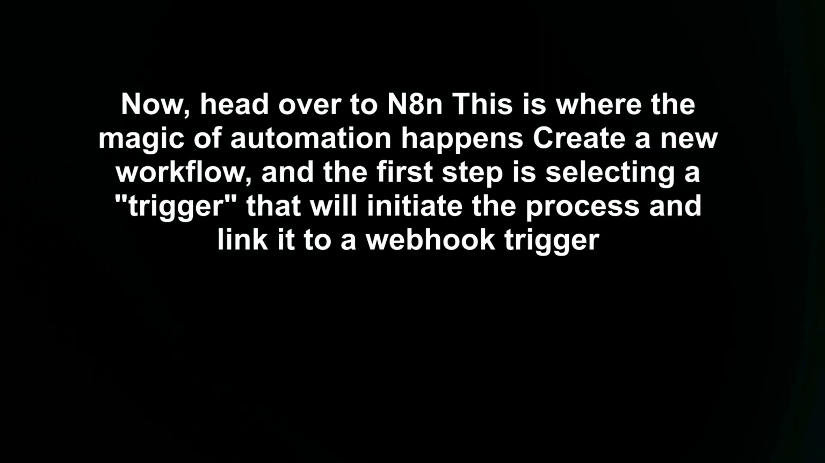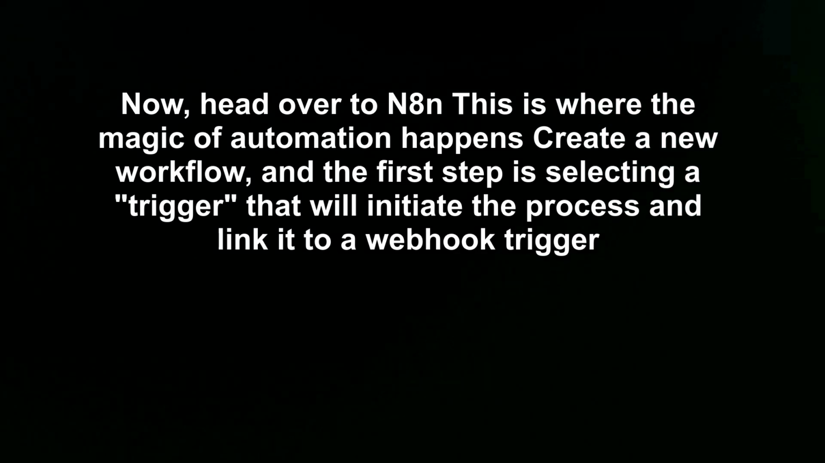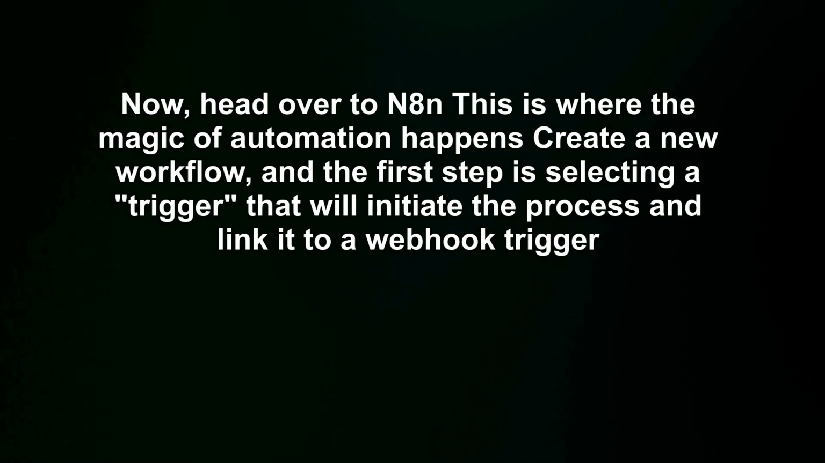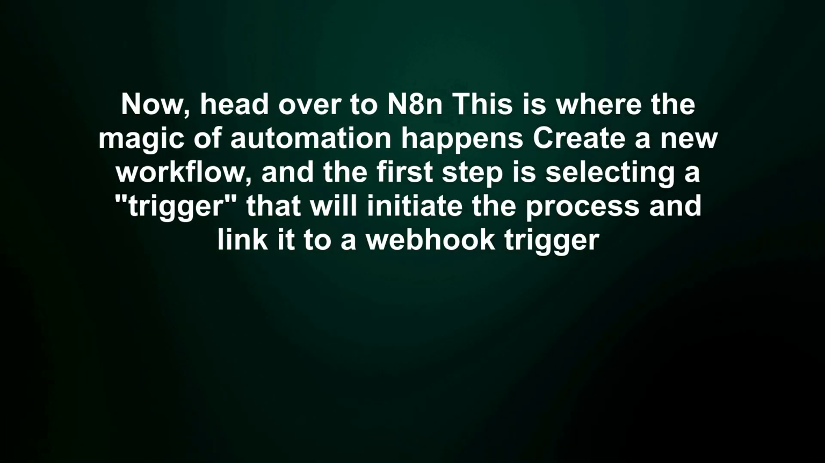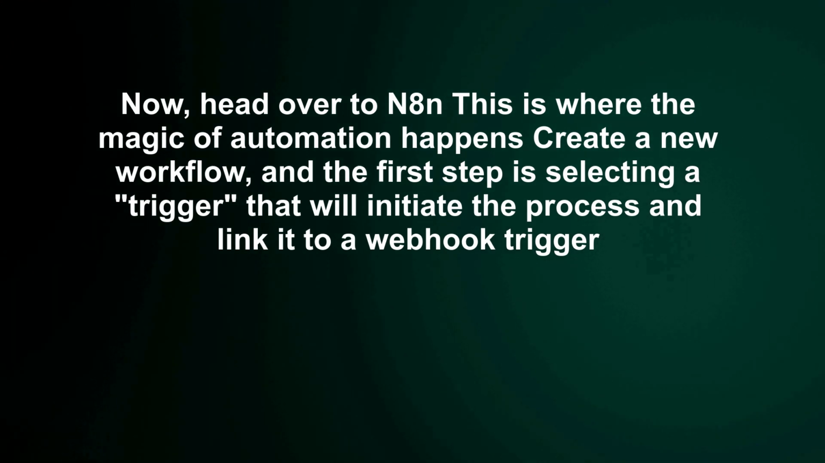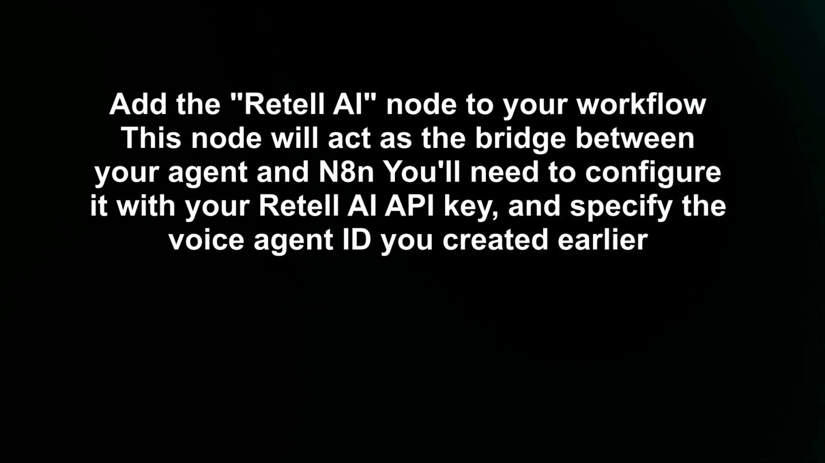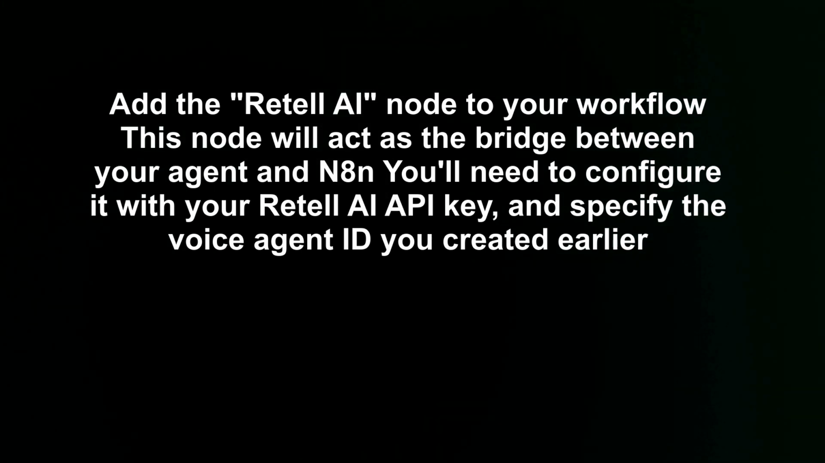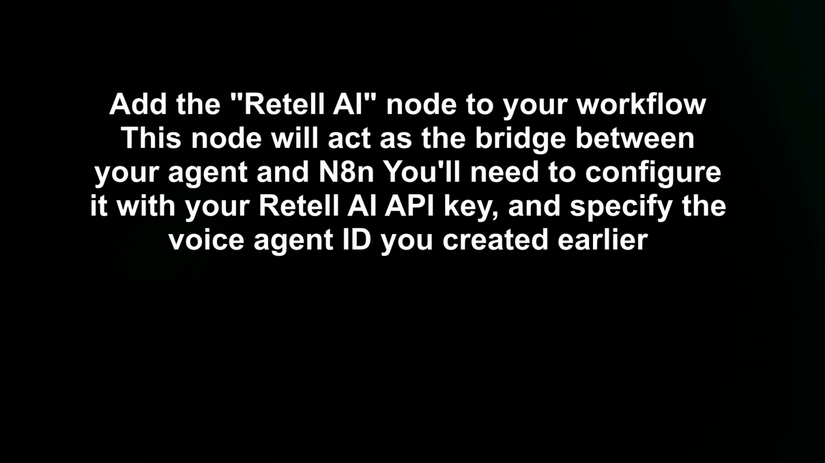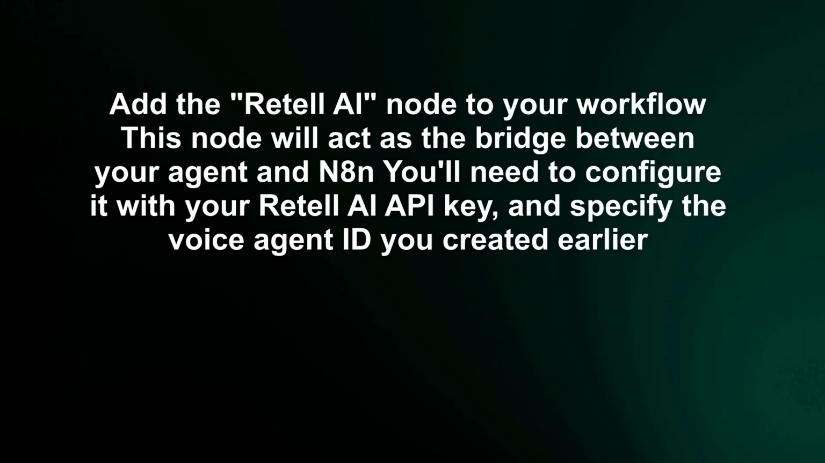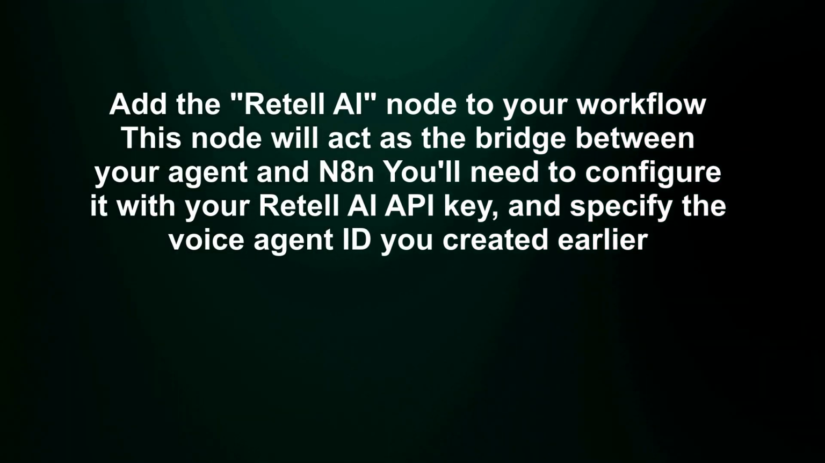Now, head over to n8n. This is where the magic of automation happens. Create a new workflow. The first step is selecting a trigger that will initiate the process and link it to a webhook trigger. Add the Retell AI node to your workflow. This node will act as the bridge between your agent and n8n. You'll need to configure it with your Retell AI API key and specify the voice agent ID you created earlier.